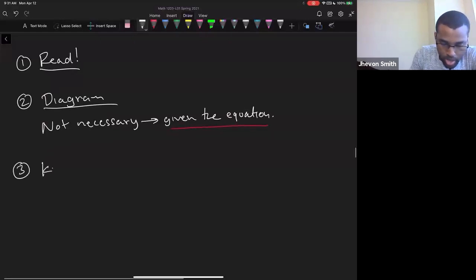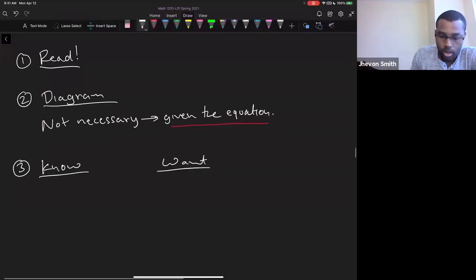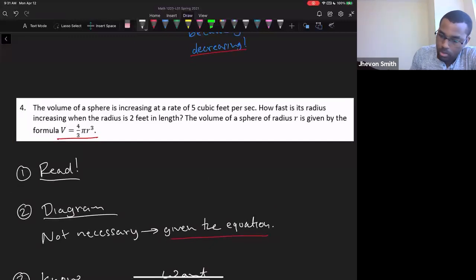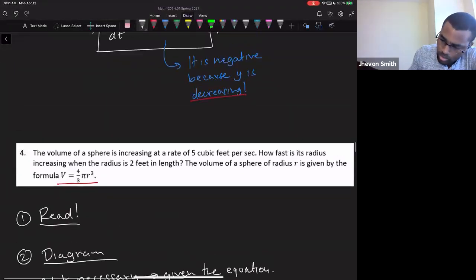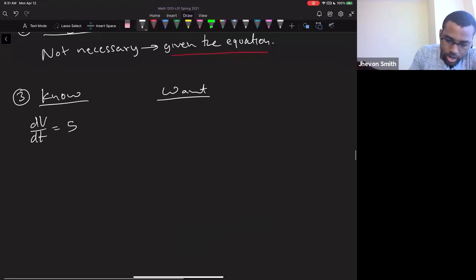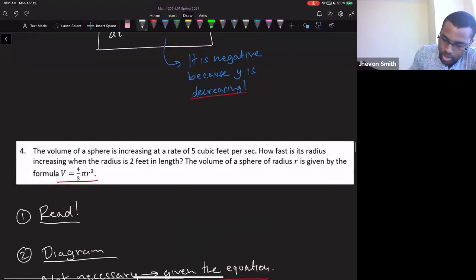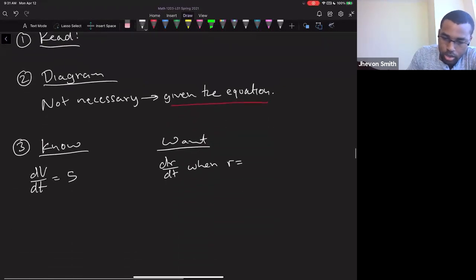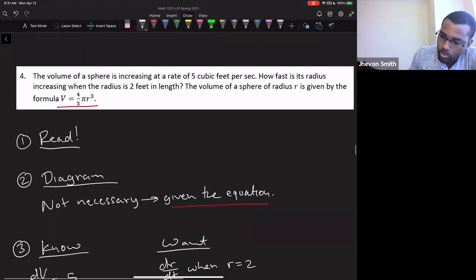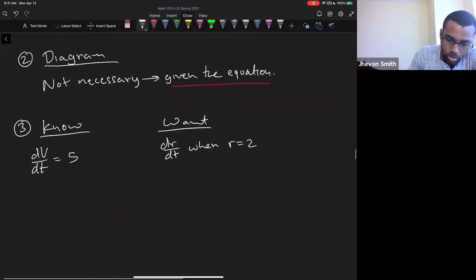Step 3, what do I know? What do I want? So I know dV/dt. I know dV/dt is 5. And I want to know how fast the radius is increasing when the radius is 2 feet in length. So I want to know dr/dt. When do we want to know? When r is 2. Yeah, that's it. That's what I want to know.